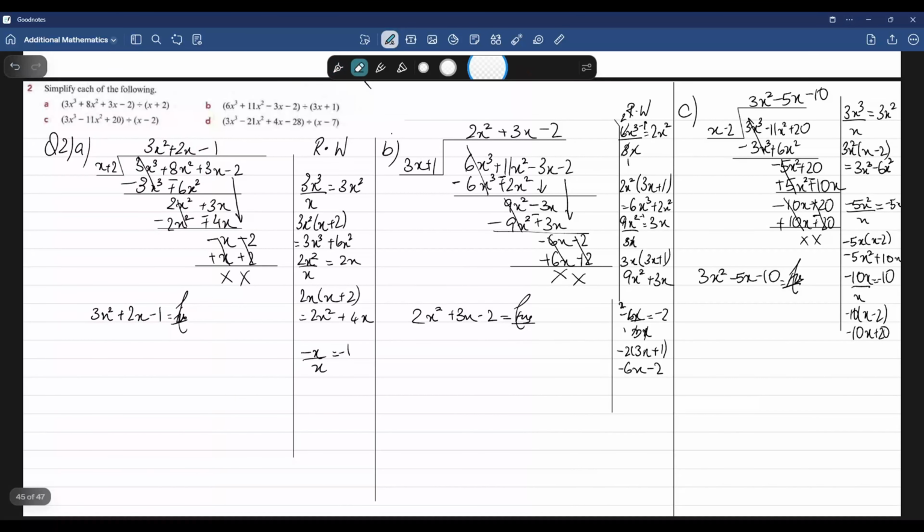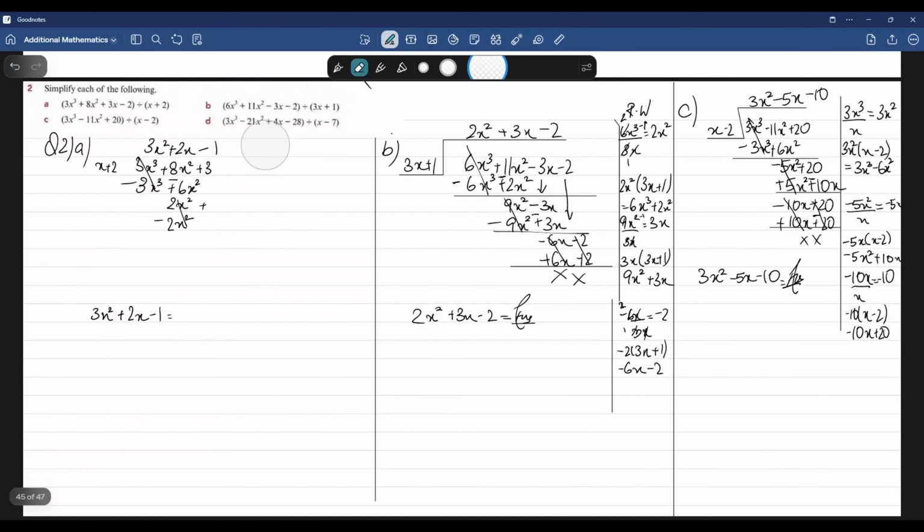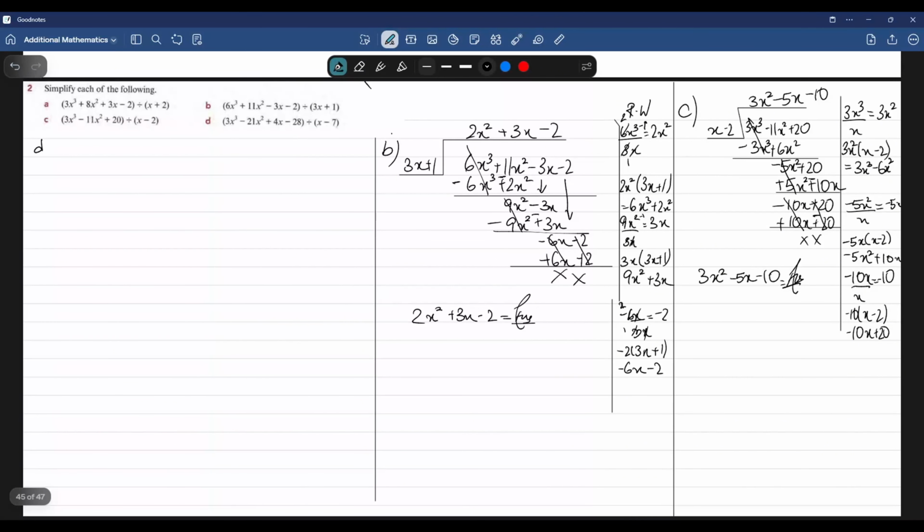For part E, I'll just erase this one. Okay. Part D: 3x cubed minus 21x squared plus 4x minus 28, divided by x minus 7. I'll just write it out.